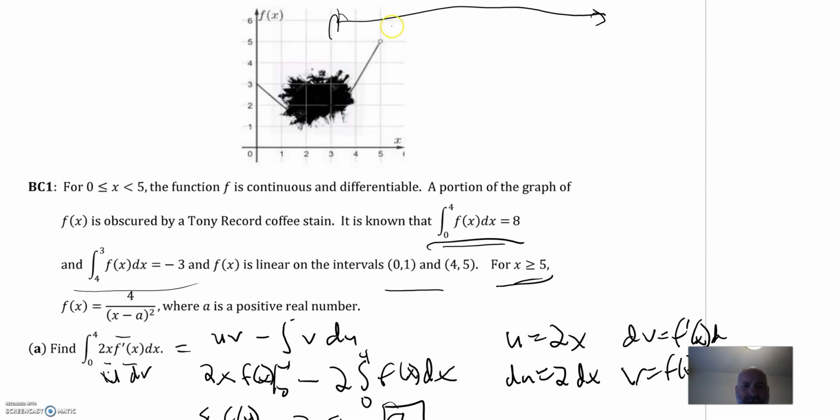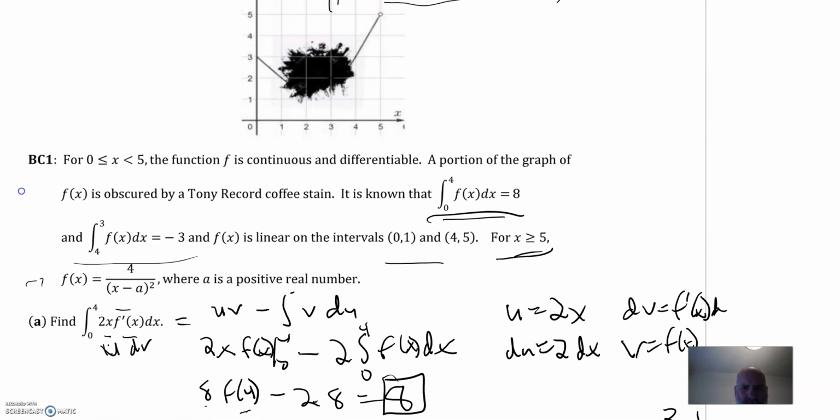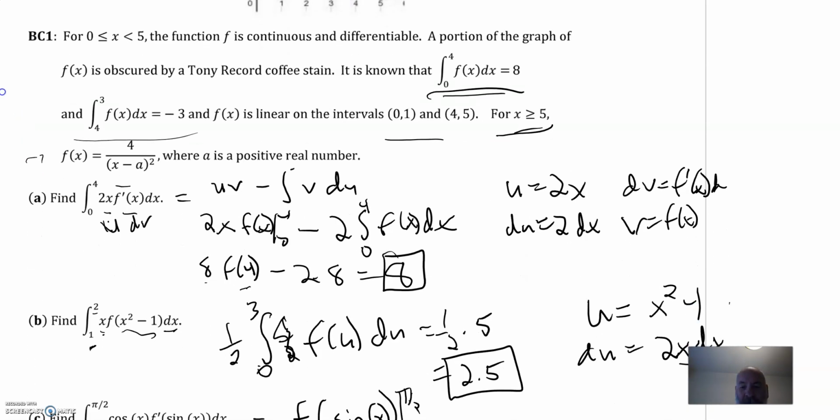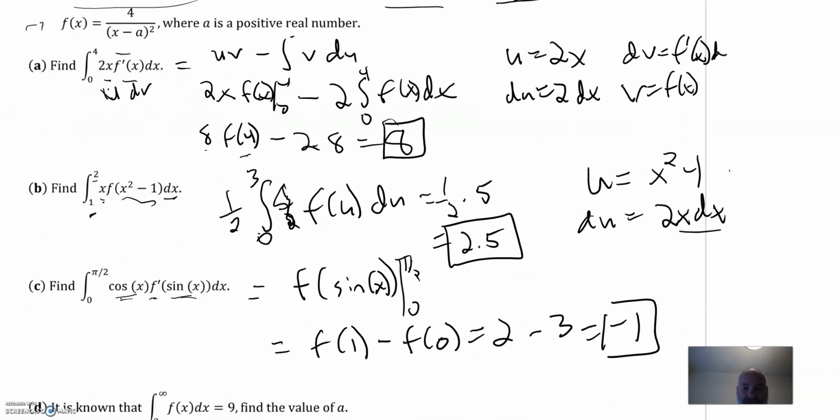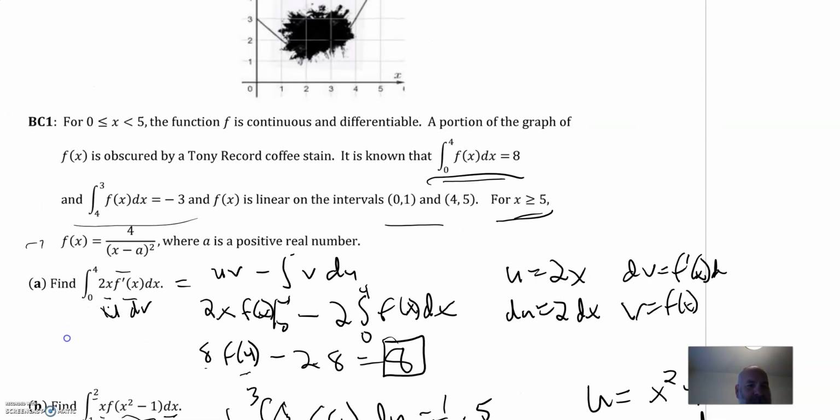I can integrate it from 5 to infinity using the function that they just gave me that works for 5 to infinity. And then I just need to know, what is the integral from 3 to 5? Well, they told me the integral from 4 to 3 is -3. That means the integral from 3 to 4 is 3. The integral from there to there has to be 3 because it's just going the opposite direction.